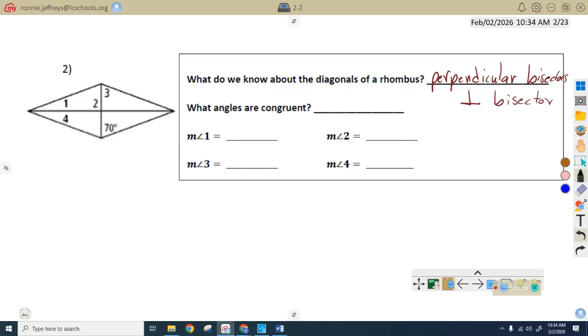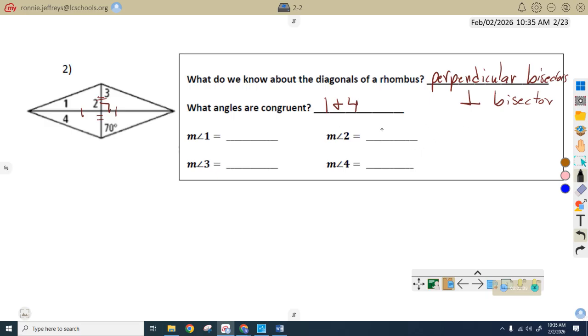Now, for people that said that they were all the same, you weren't necessarily wrong, but you weren't also correct at the same time. All right? Because they cut these. Now, because they're perpendicular, that means this is a 90. All right, what angles are congruent? This would be 1 and 4. All right, the other 2 angles are both easy to find.